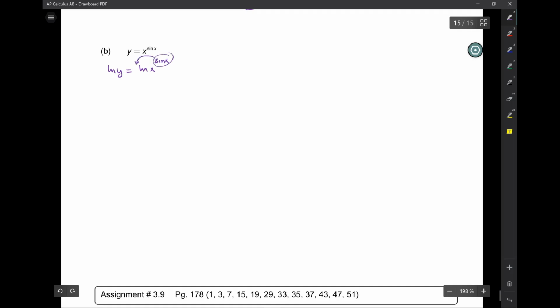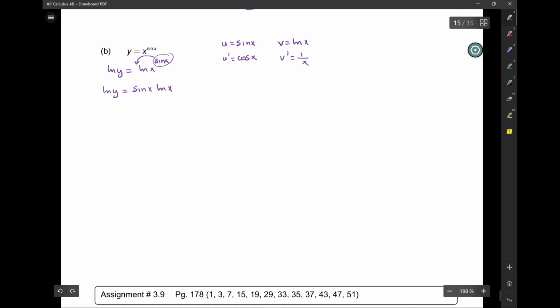This comes down. So I have ln of y equals sine x ln of x. Now what? Well, first, what kind of rule? Product rule. So u is going to equal sine x, v is ln of x. So u prime is cosine x. Imagine if that was like sine of 4x or something, right? Then you would have had to do a chain rule. v prime is 1 over x.